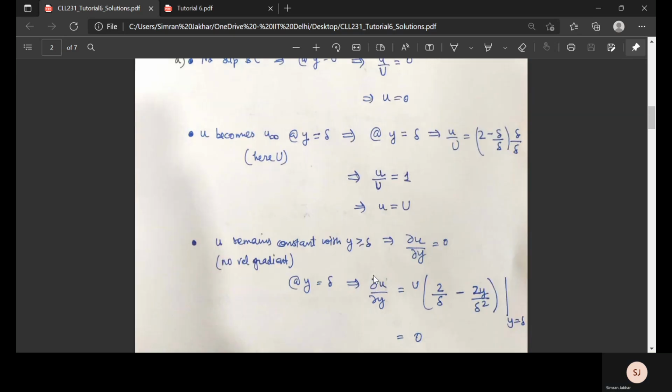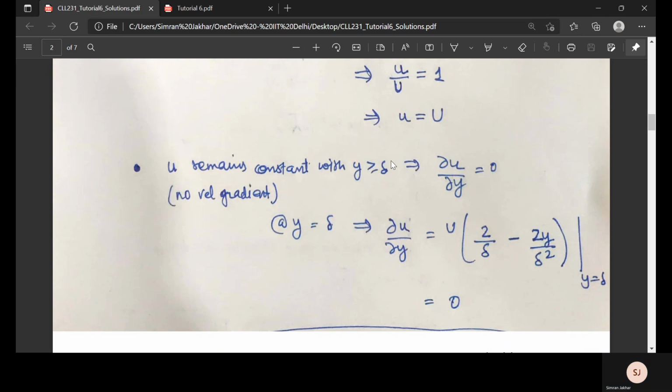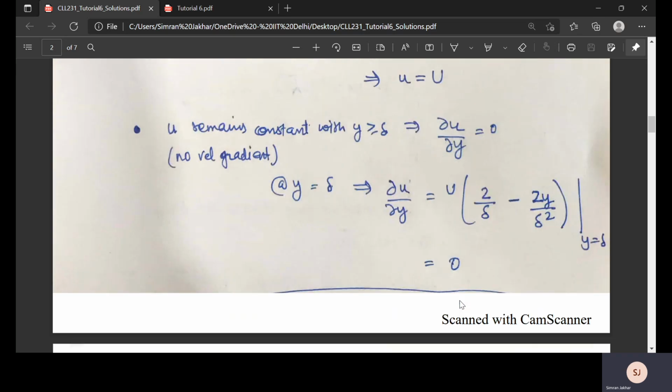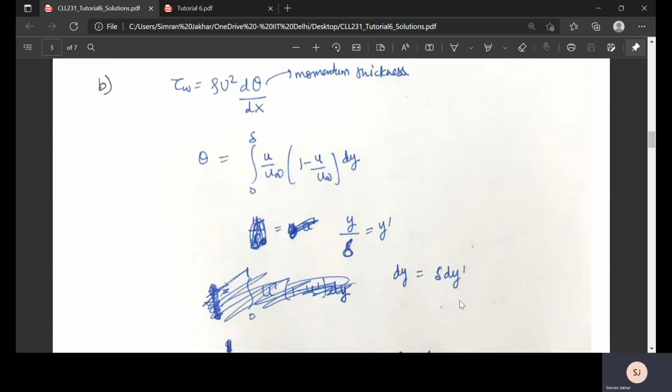And the third and final boundary condition is that for y greater than or equal to delta, u remains constant. So there is no velocity gradient above this point. So del u by del y equals 0. At y equals delta, we can differentiate the velocity, and when we substitute y equals delta, 2 by delta minus 2 by delta will cancel out, and the gradient will be 0.